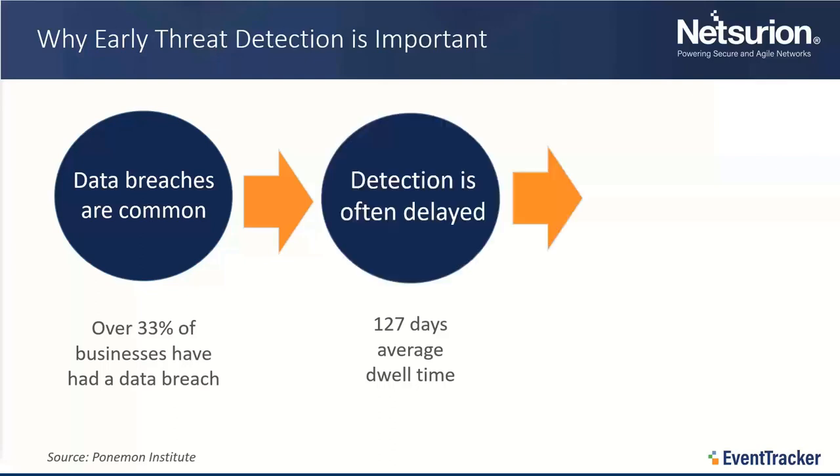Another concept to look at is the concept of dwell time. The time from which the actual breach happens to the time the breach is discovered is called dwell time, and it's about 127 days on average. Now, that's a large number. Well, what does that actually mean?